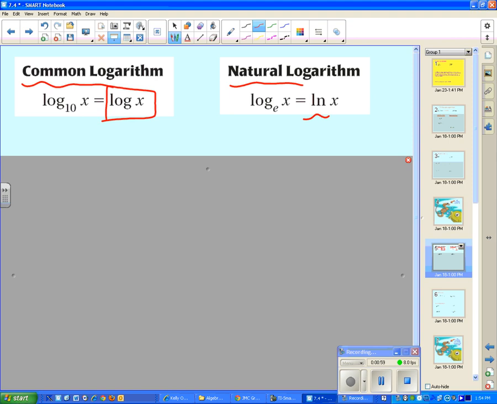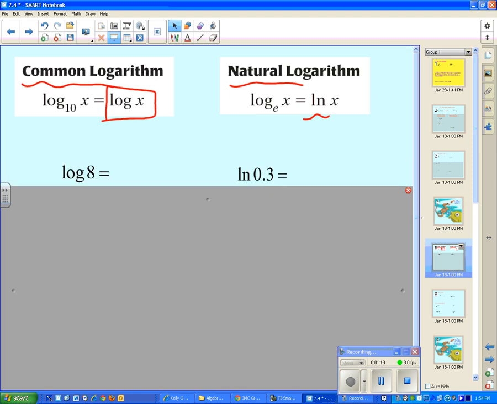And what did e stand for again? You're close. Positive 2.718. That was that number that we talked about in 7.3. We're going to end up seeing that quite a bit coming up. So your calculator has both of these bases. We're going to do a little bit of work with that.